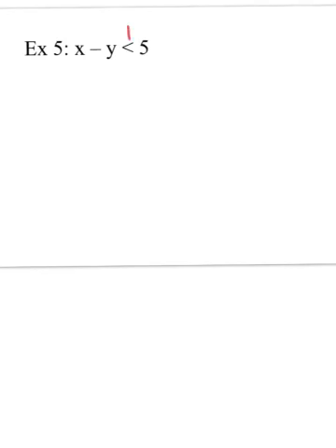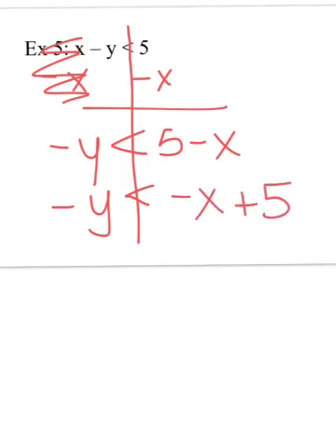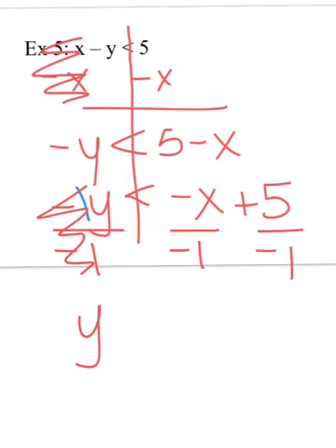Alright, we're going to solve this for y and then graph it. Okay, so subtract x from both sides. So we'll have negative y is less than 5 minus x. Again, I prefer putting the x first and the positive 5 second, so it's in the mx plus b format. Then this negative is really a negative 1, so when you go to move the negative 1, you're going to divide. Remember, you have to divide everything by negative 1.